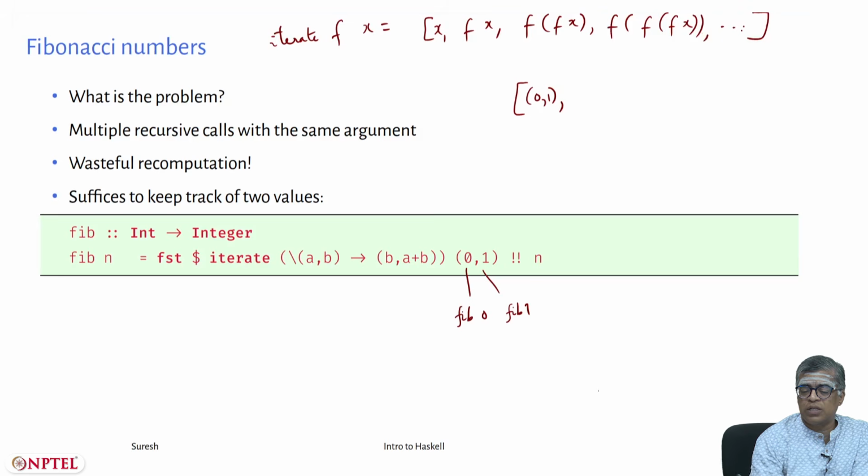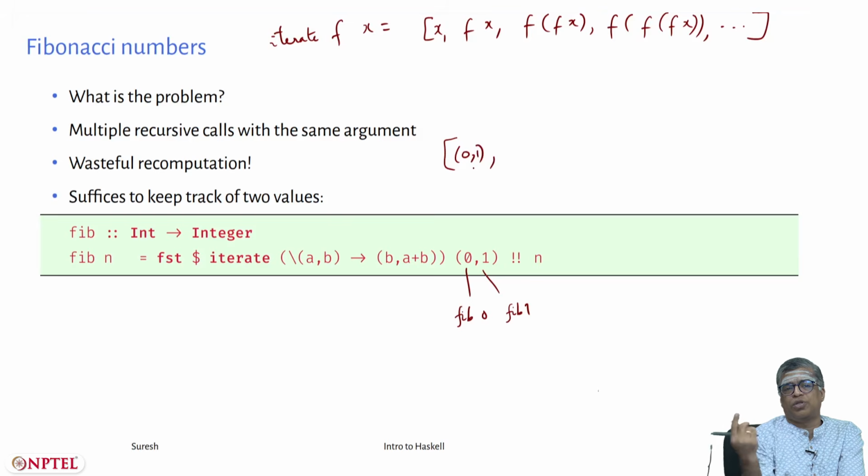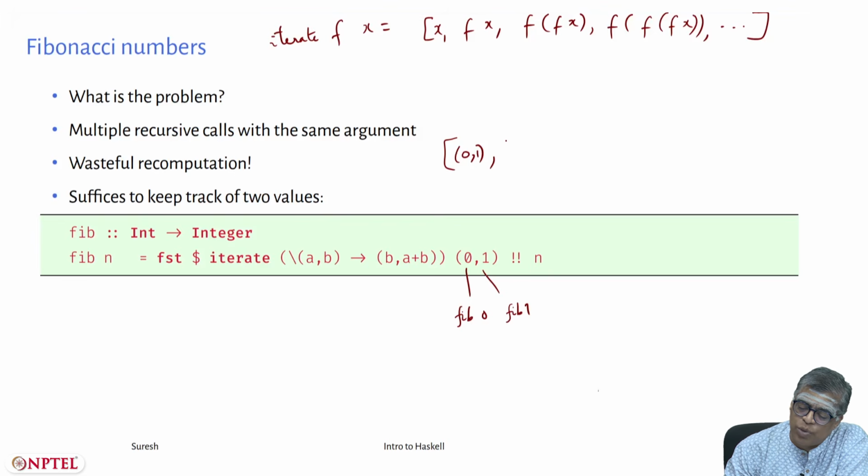right, that is an infinite list. So we are doing the same thing here, we are starting with 0, 1, and in the next case what are we doing? If I have a b, I will switch b to the left, and instead of b I will put a plus b. So I will switch b to the left, 1, and then instead of that I will put a plus b, which is also 1.